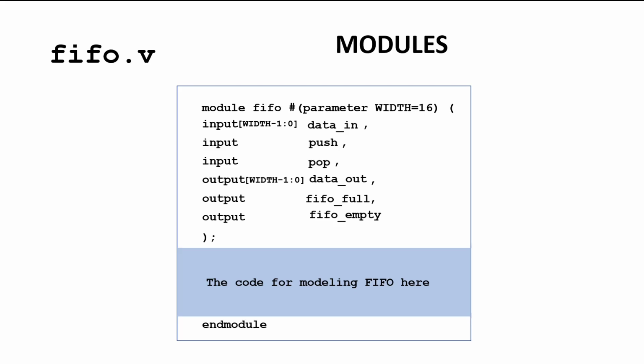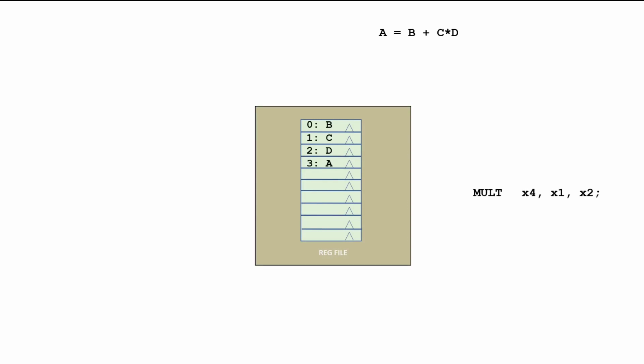So now let's dive into some processor designing. Normally when we write some code in a higher level language like this, it gets translated into a series of instructions to the processor. Here we multiplied registers x1 and x2, storing values c and d, and saved the result in register x4. Then we added x4 with x0, which was storing b to complete the calculation. And then stored the result in x3, which was representing a variable a.